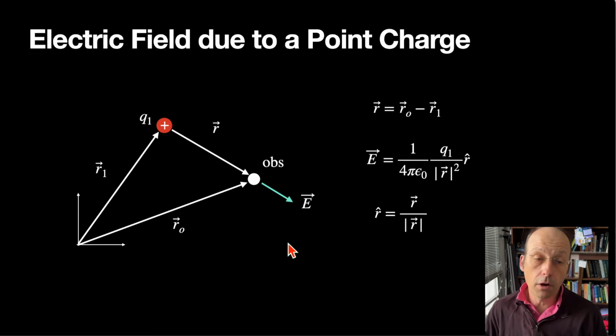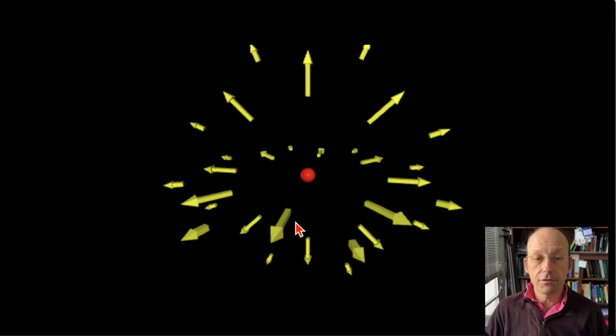If you do that for a point charge, this is just for fun, this is what the electric field due to a point charge looks like. It points outward away from that charge because that's the direction of r, and it gets smaller as you get further away. Again, I'm not going to show you how to make this. I've made this in Python. We're not going to do visualizations, we're just going to do calculations, but I will do live coding at the end.